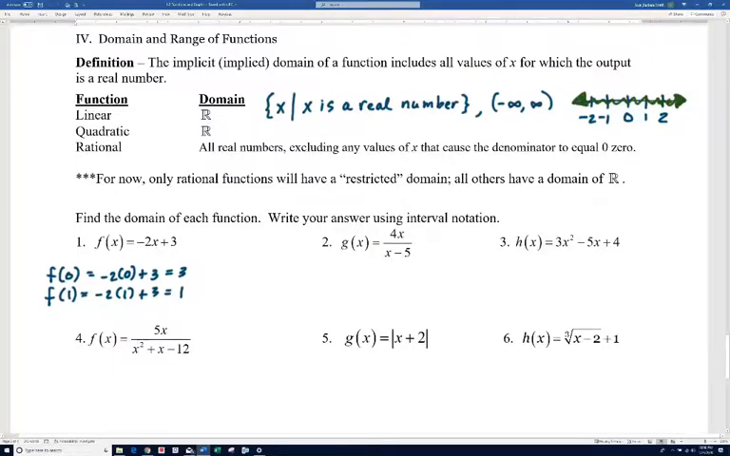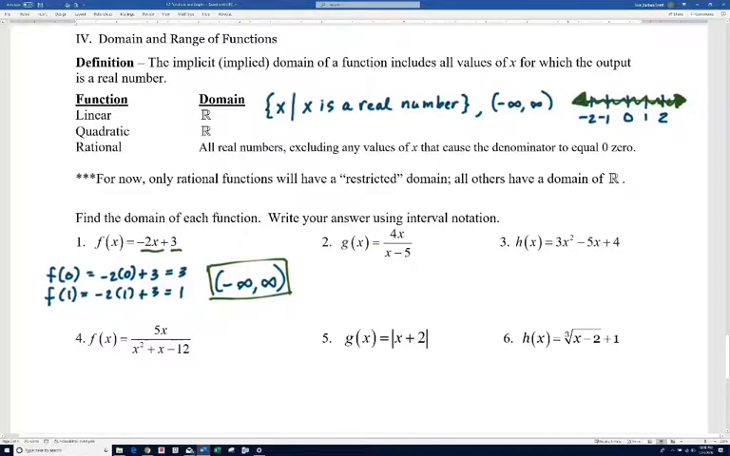Now think about what this function does. You plug in an input, you multiply that input by negative 2, and then you add 3. There's no number that I can't multiply by negative 2 and then add 3. So I can plug in anything here. So that's the idea, which means our domain is all real numbers.